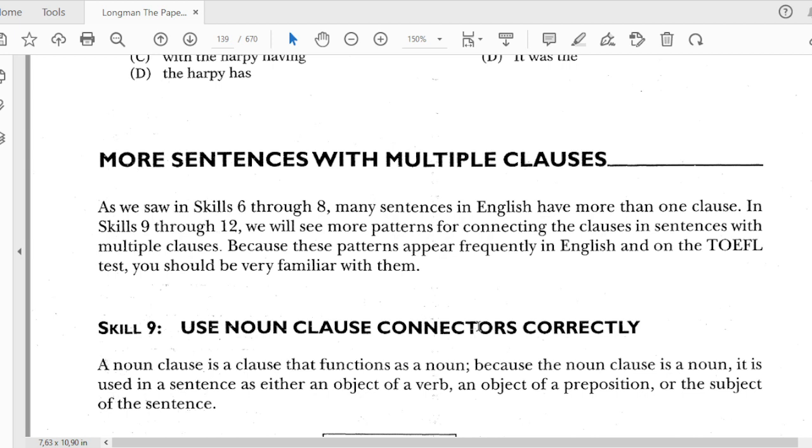Okay, skills 9 through 12. We'll see more patterns for connecting clauses in sentences with multiple clauses, because these patterns appear frequently in English and on the TOEFL test. You should be very familiar with them.